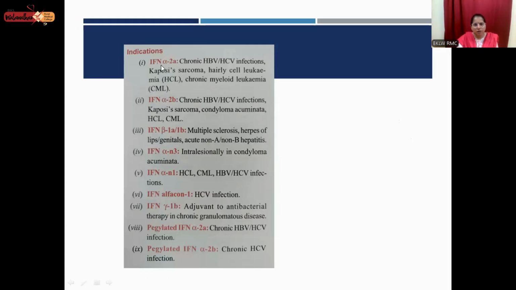Interferon alpha A is used for chronic hepatitis B and C infections, Kaposi sarcoma, hairy cell leukemia, and chronic myeloid leukemia. Like that, interferons come in different types and cover different infections. The regulated forms, which are newer, have fewer adverse effects on the renal system and are used for chronic hepatitis B and C infections. These are the regulated forms of interferons, alpha A and alpha B.